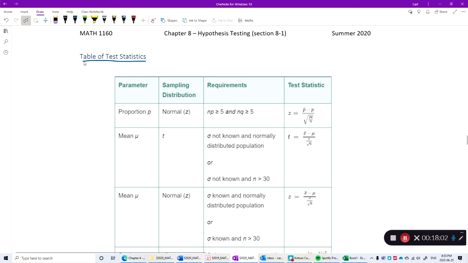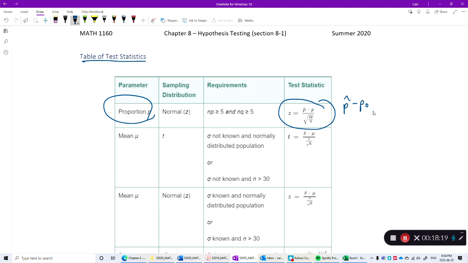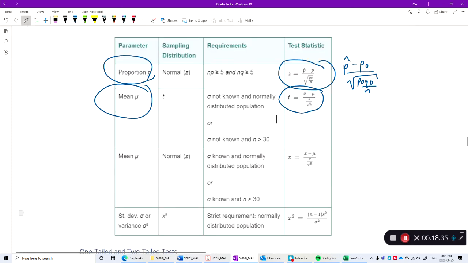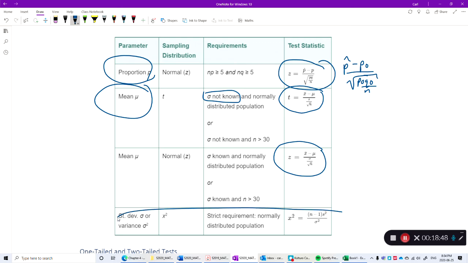Okay, now this is just a table that I copied from the book. We just did a case with the population proportion p, and the test statistic we used was this one. I wrote it a little differently, as p hat minus p0 over the square root of p0 q0 over n. That's the same thing. We'll also do ones with the mean, and then the test statistic is t, and it follows a t distribution. That's in the usual case where we don't know sigma. Sometimes, if you do know sigma, which is very rare, it would involve z.